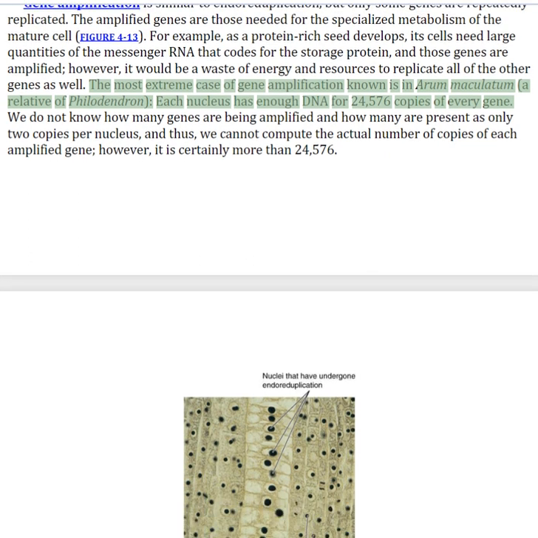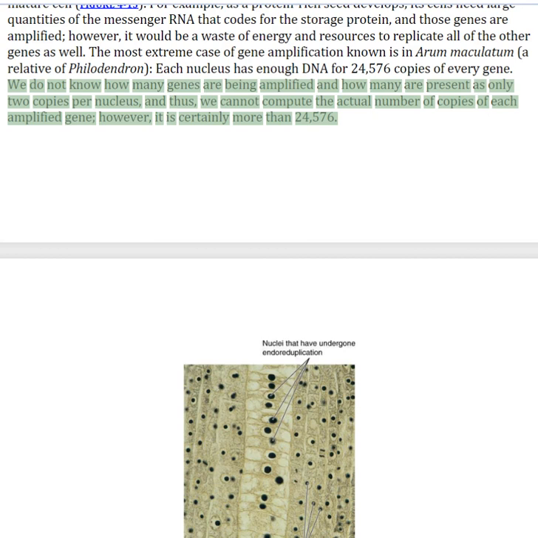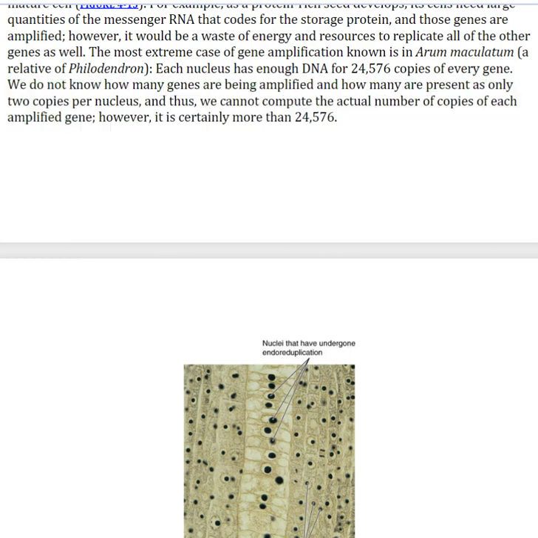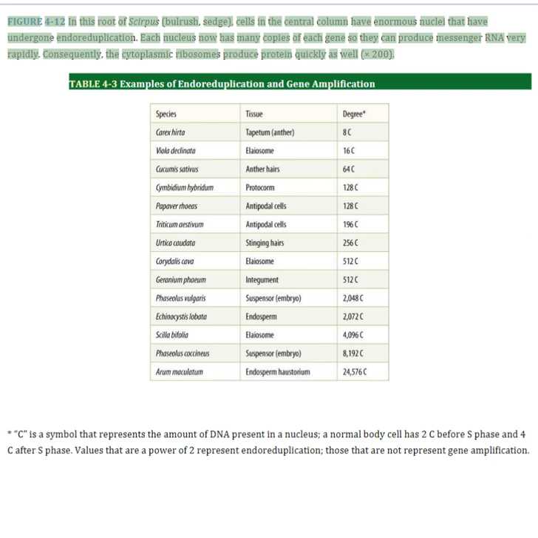The most extreme case of gene amplification known is in Arum maculatum. Each nucleus has enough DNA for 24,576 copies of every gene. We do not know how many genes are being amplified and how many are present as only 2 copies per nucleus, and thus we cannot compute the actual number of copies of each amplified gene. However, it is certainly more than 24,576. Figure 4.12: In this root of Serapias, cells in the central column have enormous nuclei that have undergone endoreduplication.